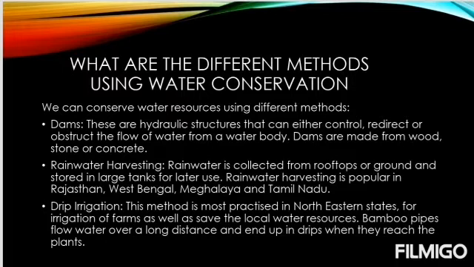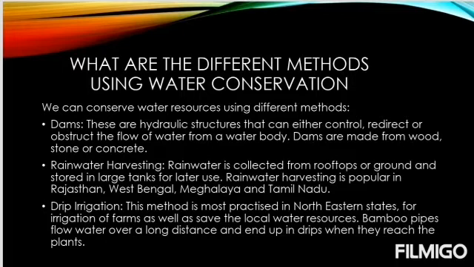These are hydraulic structures that can either control, redirect, or obstruct the flow of water from a water body. Dams are made from wood, stone, or concrete. The second one is rainwater harvesting. Rainwater is collected from rooftops or ground and stored in large tanks for later use. Rainwater harvesting is popular in Rajasthan, West Bengal, Meghalaya, and Tamil Nadu.